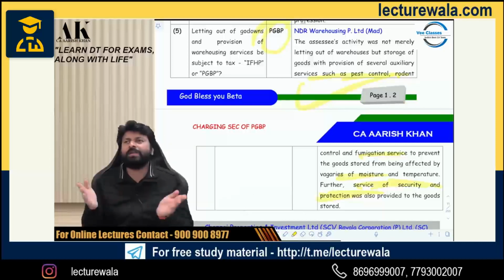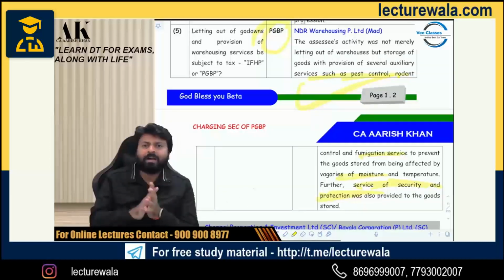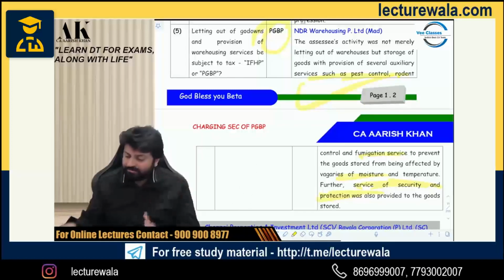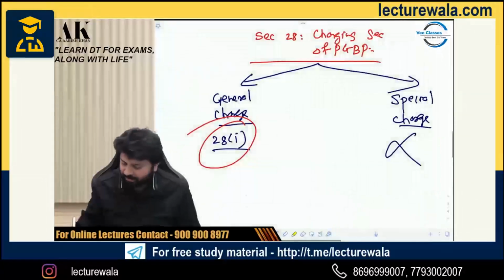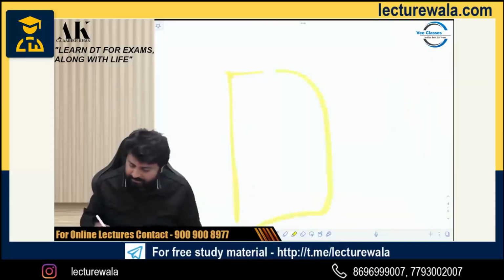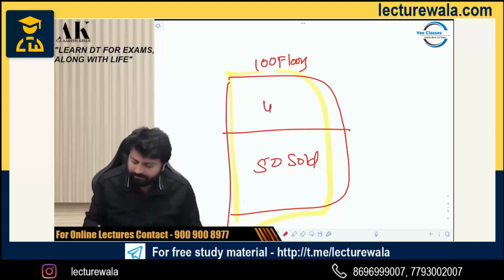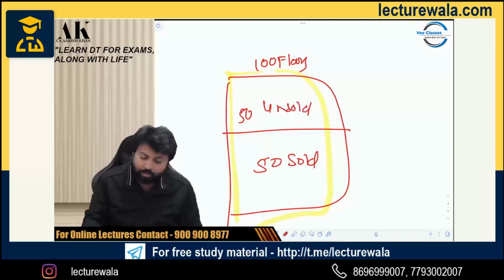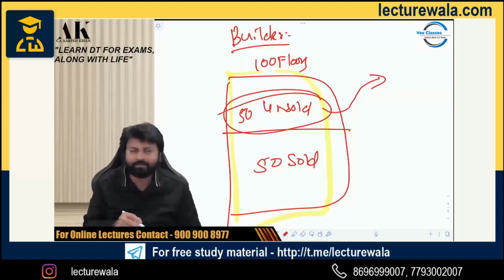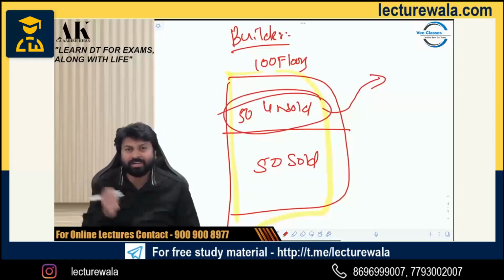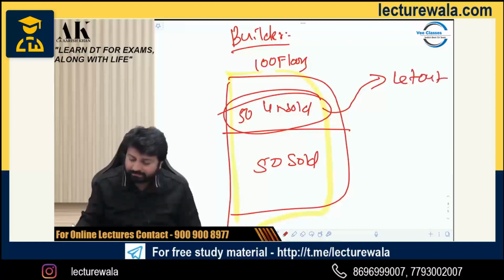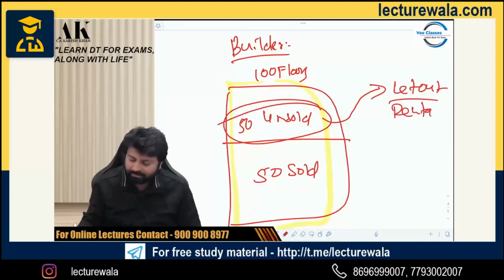Now just assume that I have made a building of 100 floors, out of which 50 floors are sold and 50 are unsold. Listen carefully now, this is a very important discussion. And who am I? I am a builder. Now, these unsold flats are not getting sold, so I let them out and earn some rental income out of it. Where will it go?